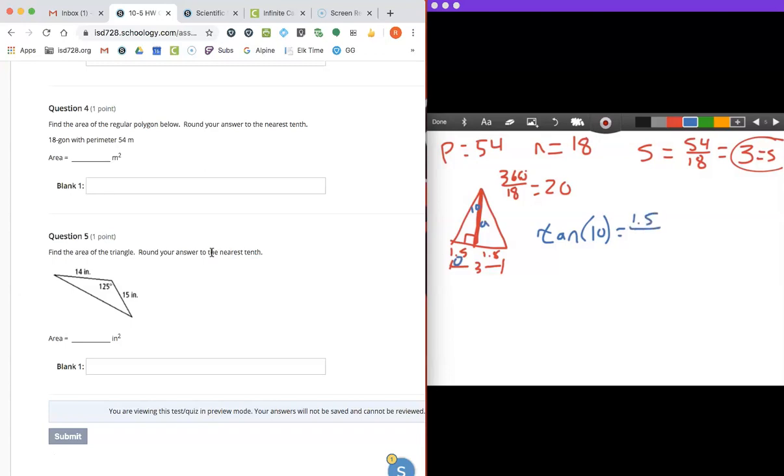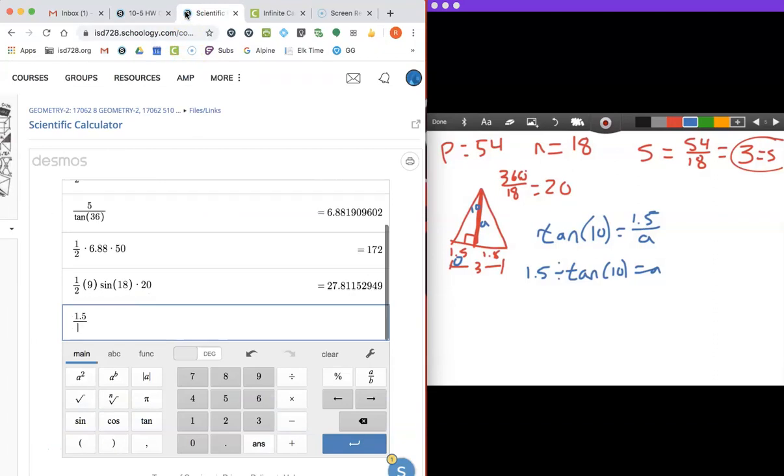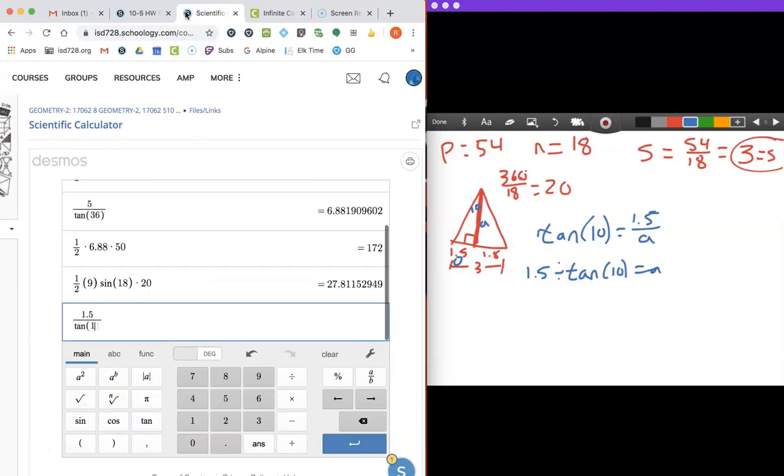1.5 over a. It's always going to end up being a divide problem with this tangent step if you have to do it. So 1.5 divided by the tangent of 10 will give us a. As long as you're in degrees, that gives you 8.51. So that's a. A equals 8.51.